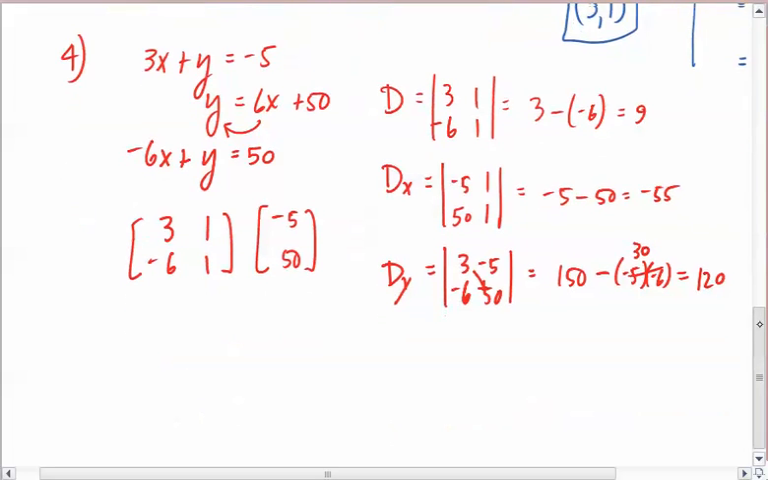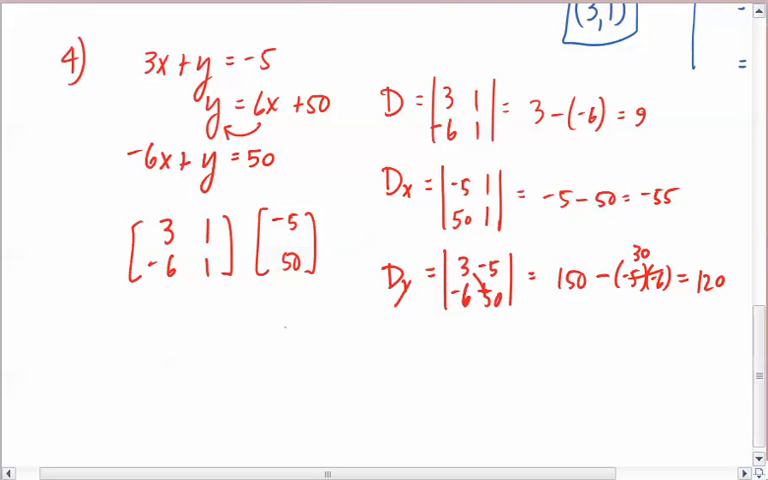Alright, so now let's go ahead and put together our information. To get the x, we're going to put negative 55 over 9. Okay, and that's it. Right? For the y, we're going to put what? We're going to put 120 over 9, and that's going to reduce, divide by 3, that's going to be 3, and that's going to be 40. So that's going to be 40, oh my goodness, 40 thirds.